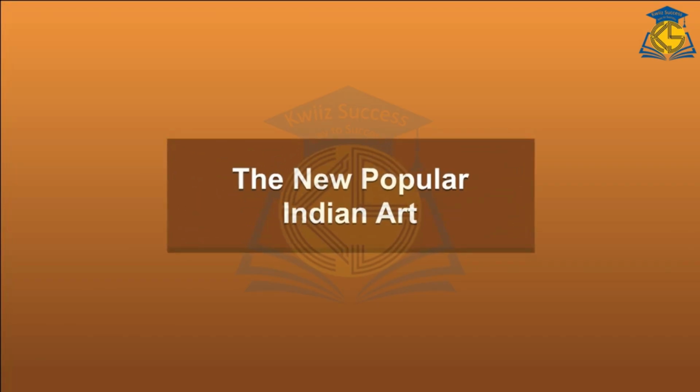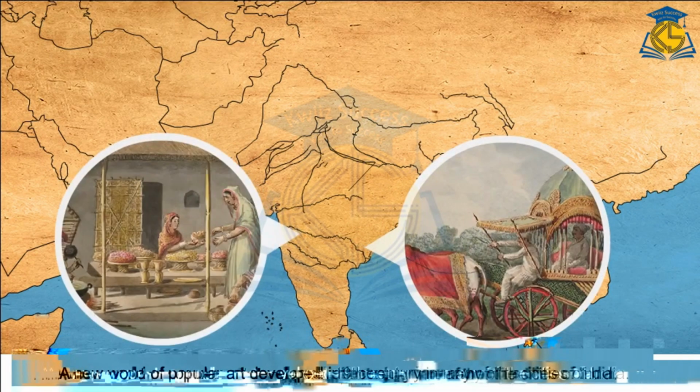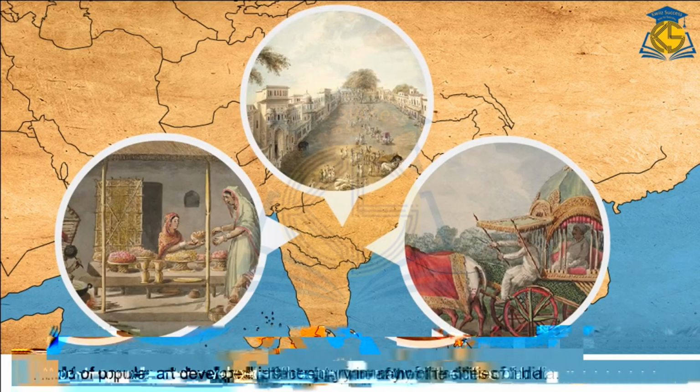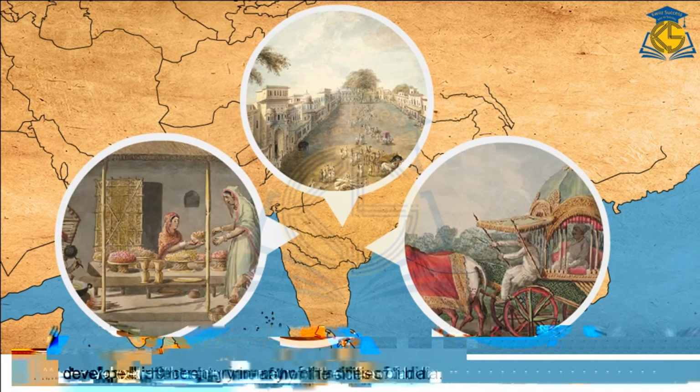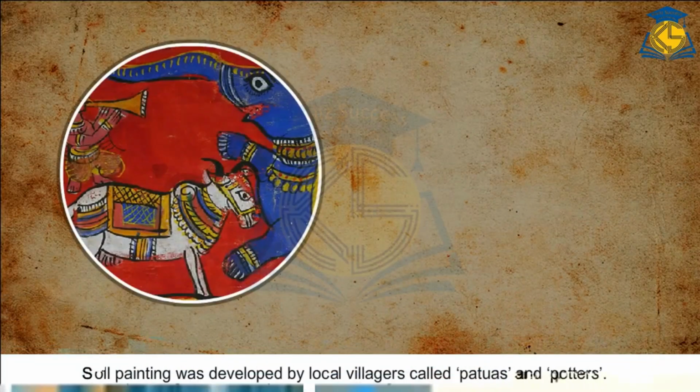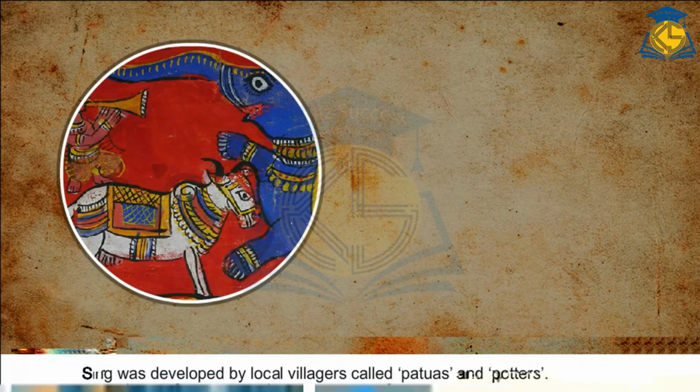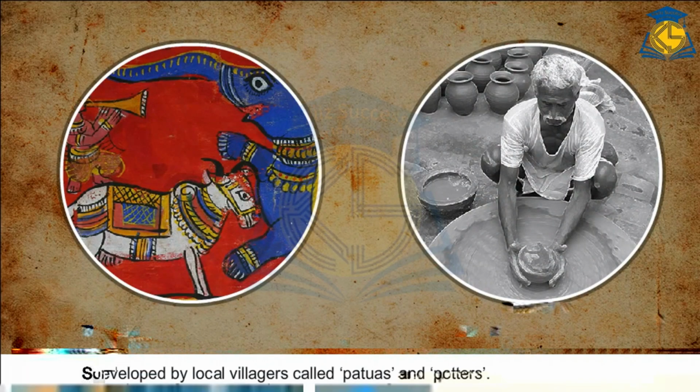The new popular Indian art. A new world of popular art developed in the 19th century in many of the cities in India. Scroll painting was developed by local villagers called potters or patuas.